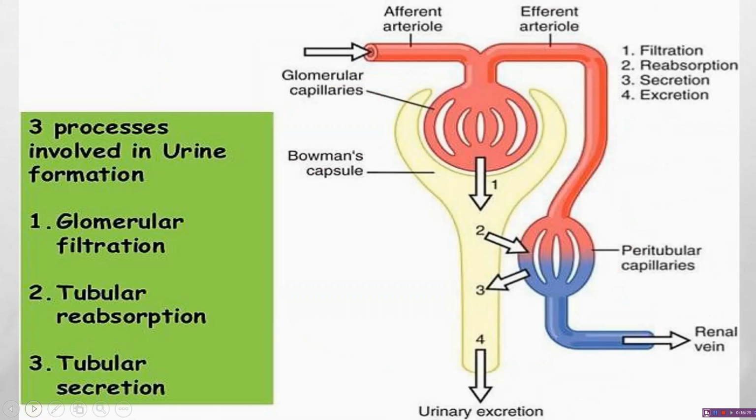Now, the urine formation involves three processes. First is the glomerular filtration, which we will be discussing today. Others are tubular reabsorption and tubular secretion. We will be discussing those later in other presentations.